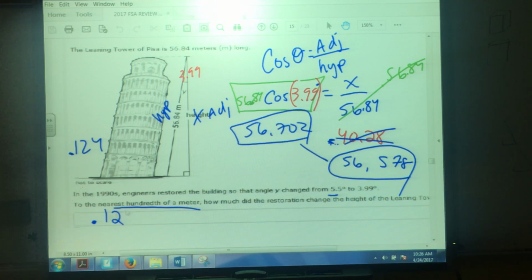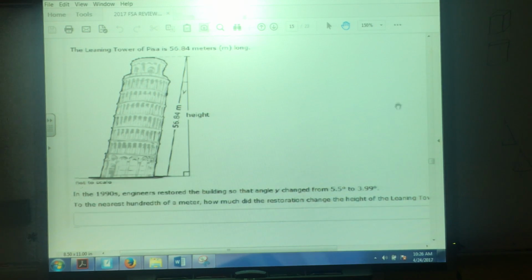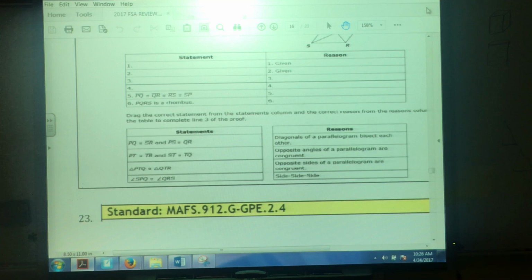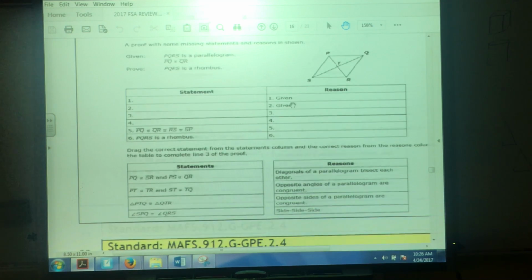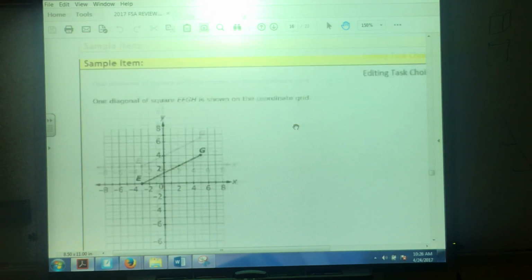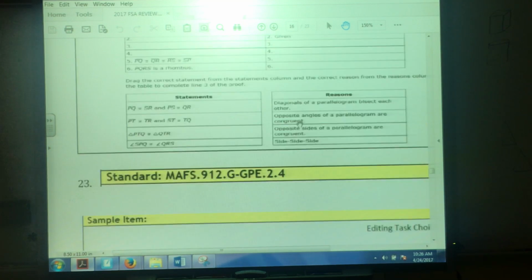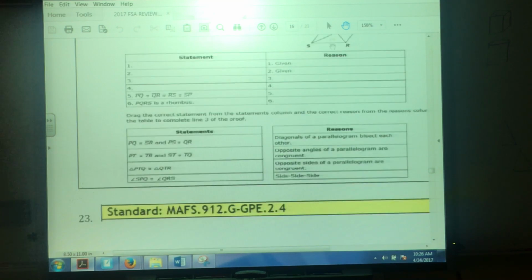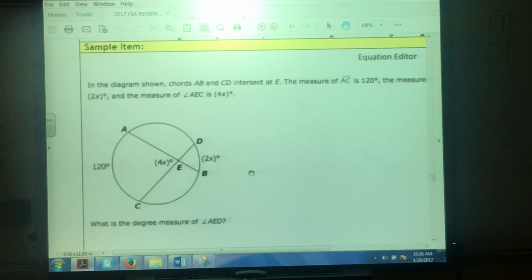Alright. I like that problem so much. Ooh, another repeat. Just check the answers for that one, guys. For number 22, just check the answers. Alright? You guys know how to do that.